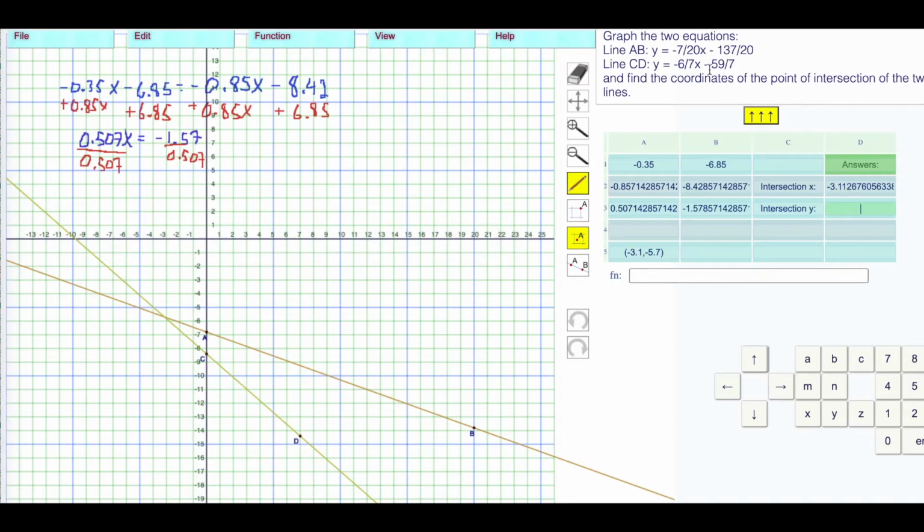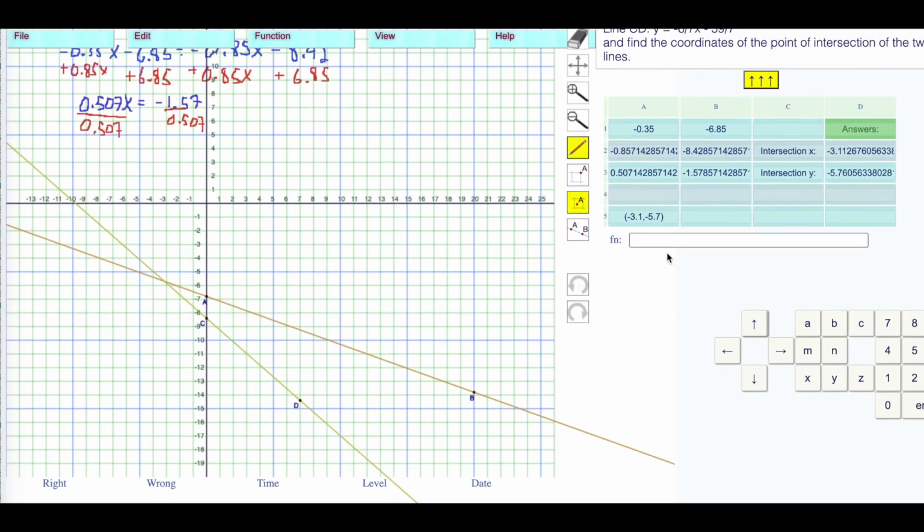To get the y value, I'm just going to use one of these two equations. It doesn't matter which. And I'm going to replace the x value in it with this number. I'm going to just use the top one. It's equal to this a value, which we have right here, which is 0.35, times the x value, plus the b value. And that gives us negative 5.7.